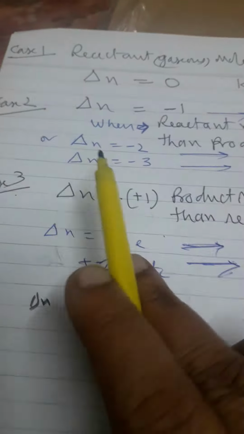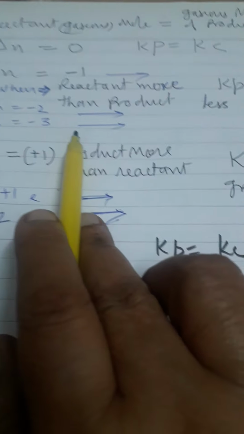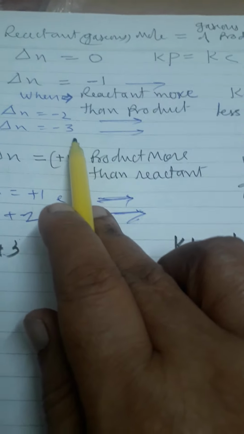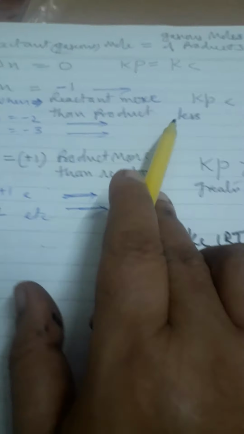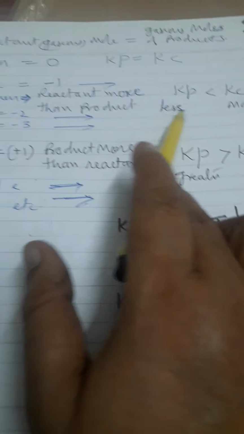When Δn is minus 1, minus 2 or minus 3, then as the magnitude of the negative number increases, the Kp decreases, and Kc will become more and more, higher and higher.